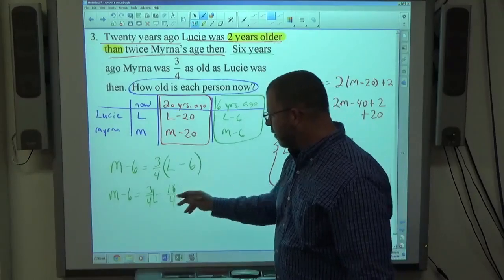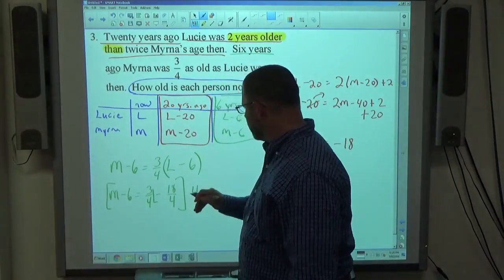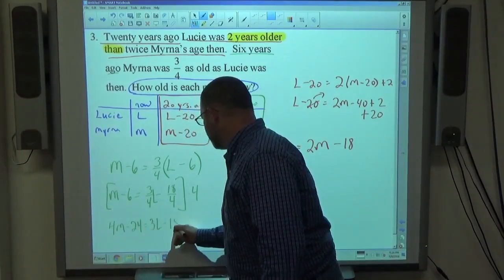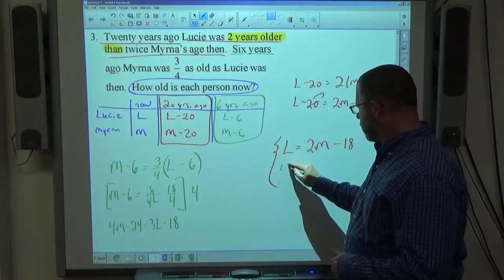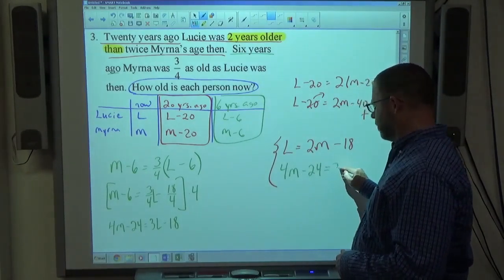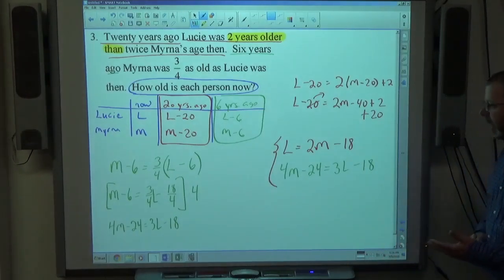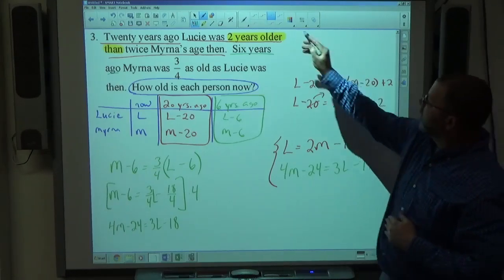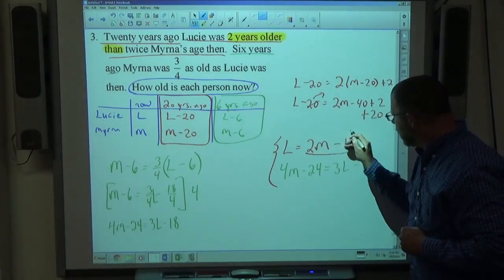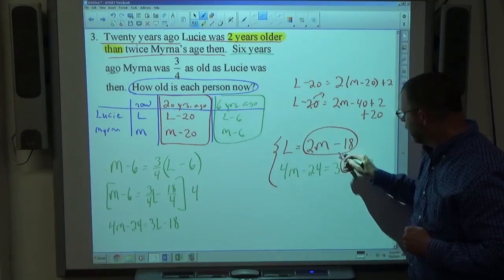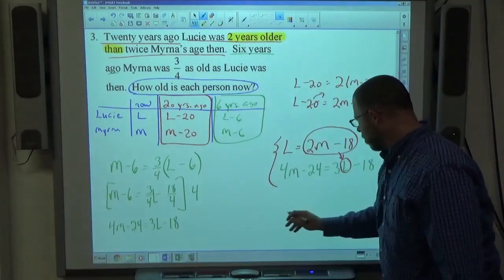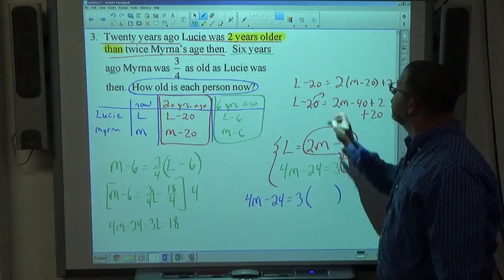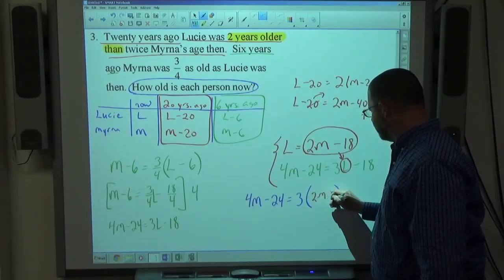I could have reduced that, but I got to multiply by 4 to get rid of the fractions anyway, so it doesn't really help to reduce. It gives me 4M minus 24 equals 3L minus 18. Okay, and just like that, I got myself a system of equations here that's going to help me solve the problem. Once again, I've got a substituting expression here. This expression, 2M minus 18, is equivalent to L, so I can do that substitution right there to get myself a workable problem. So 4M minus 24 equals 3, and I'm changing L into 2M minus 18.